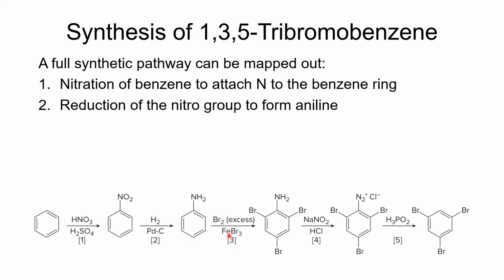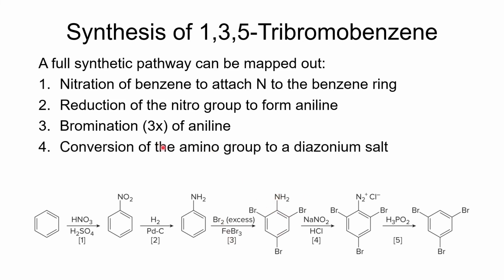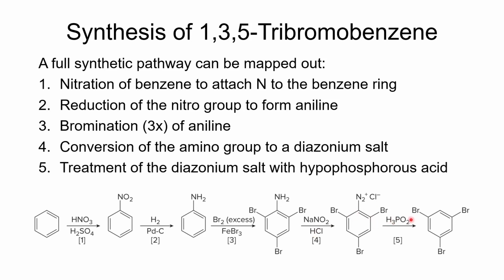Then we could use bromine and the iron 3 bromide to produce that tribromoaniline. We could convert this aniline into the diazonium salt using the sodium nitrite with HCl. That would give us the diazonium salt. And then finally use the hypophosphorus acid, the H3PO2, to replace that diazonium ion with hydrogen, and we get our product. Again, I just think that's incredibly clever, very cool set of reactions.